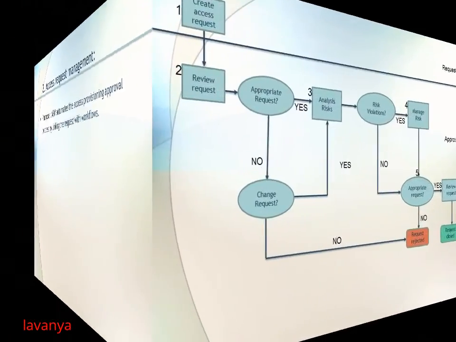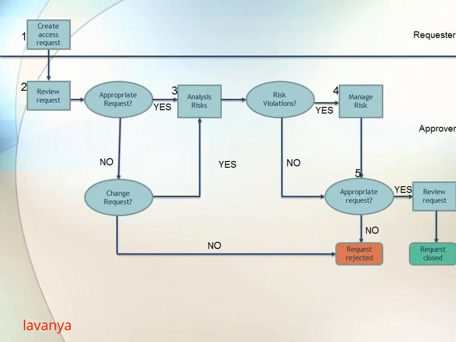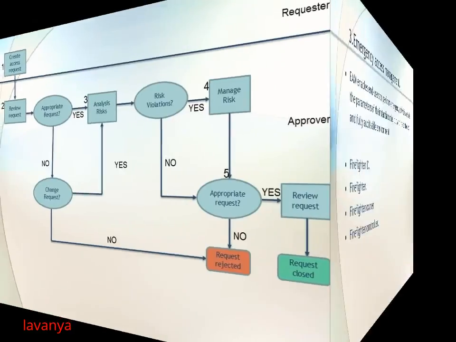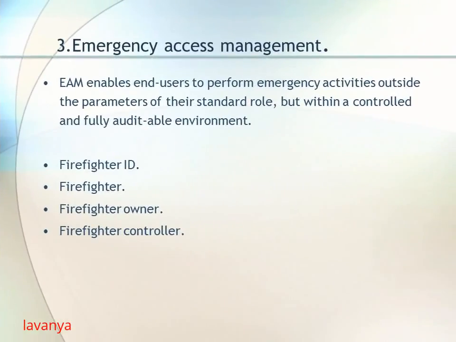By using ARM, the entire process can be automated. ARM automatically forwards the access request to the designated managers and approvers within the predefined workflow. Workflow can be customized to reflect the company's policies and to comply with the SOX law. The next component of access control is emergency access management.